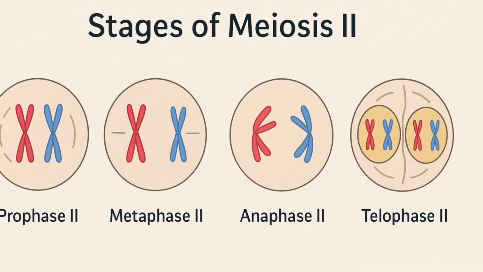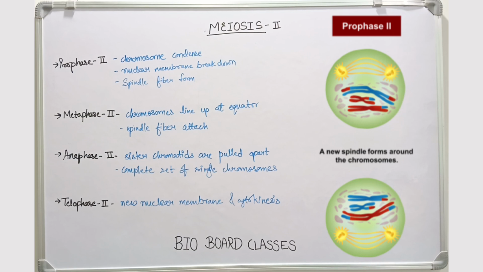We start with prophase 2. At this point, we already have 2 haploid cells from meiosis 1. Now, in each of these cells, the chromosomes, which still have 2 sister chromatids, start to condense again. The nuclear membrane, if it had reformed during telophase 1, now breaks down once more. Spindle fibers begin to form again, getting ready to pull the sister chromatids apart in the next stages. So basically, prophase 2 is the same as prophase of mitosis, but now it happens in 2 haploid cells.